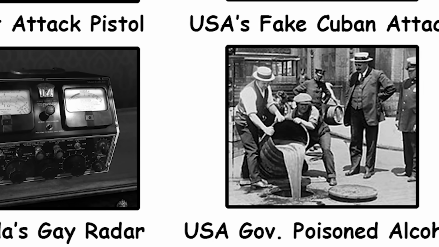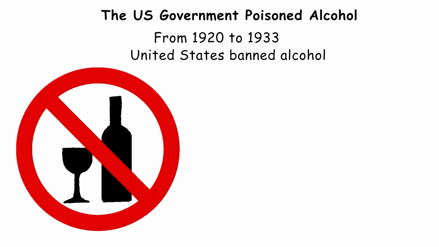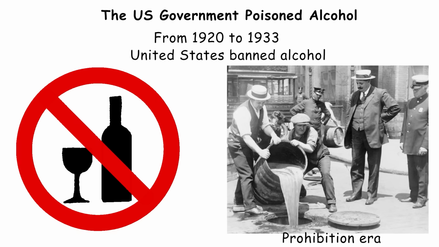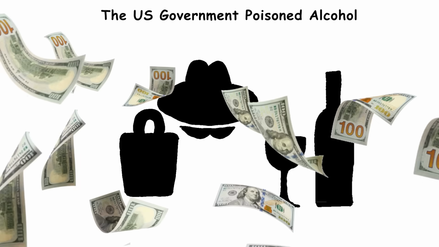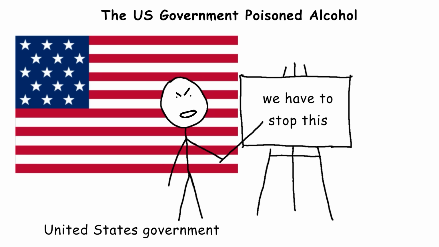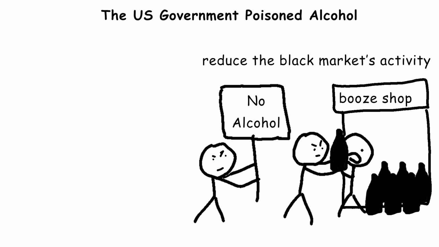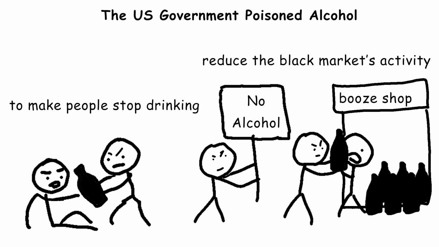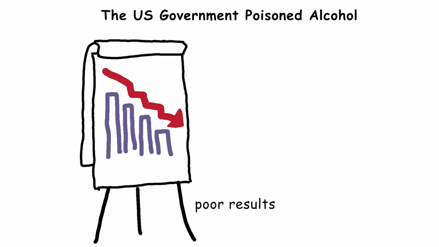The US government poisoned alcohol. From 1920 to 1933, the United States banned alcohol, entering the Prohibition era. This made the alcohol black market flourish, enabling criminal organizations like the Mafia to enrich themselves. So the United States government had to find a way to stop this. They went to extreme lengths to try to reduce the black market's activity and to make people stop drinking, but their efforts had poor results.